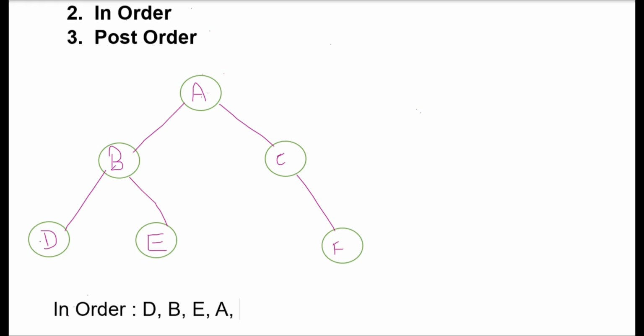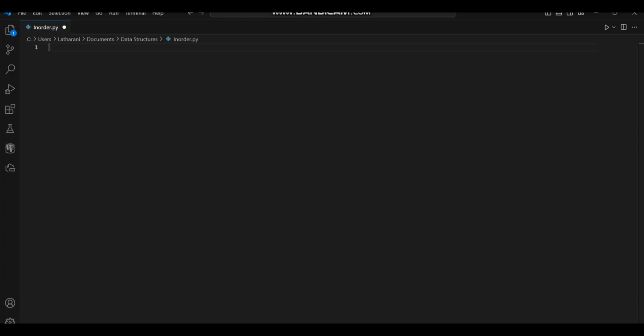Before we go into this, why do we use in-order traversal? One of the key properties of in-order traversal in a binary search tree is that it visits the nodes in ascending order. In-order tree traversal is useful for tasks such as sorting, searching, or generating a sorted list of values from a binary search tree. Next, we move to the coding part.